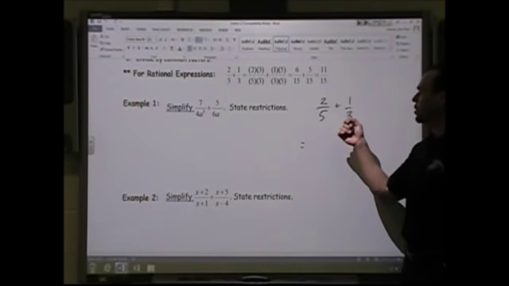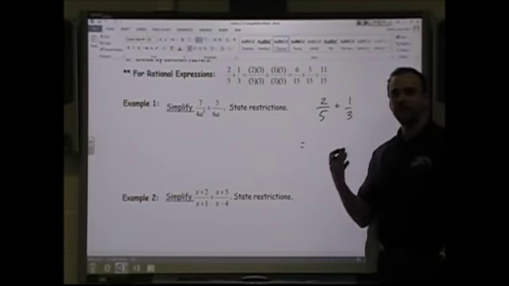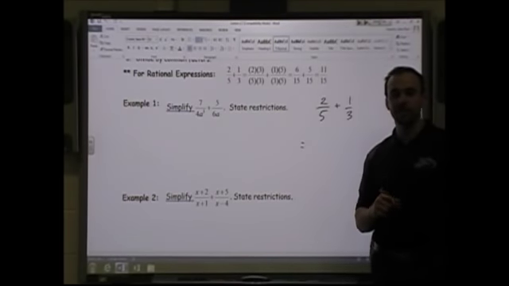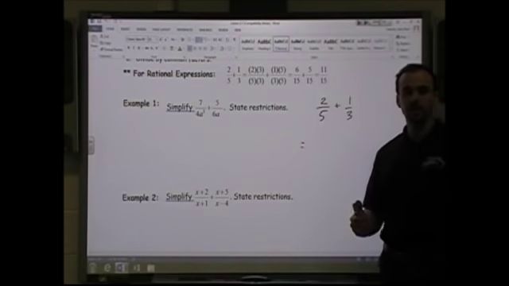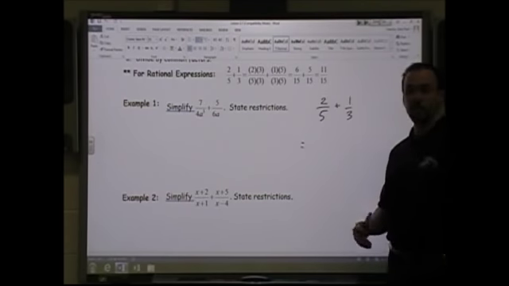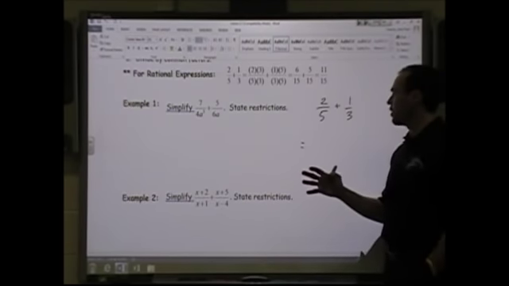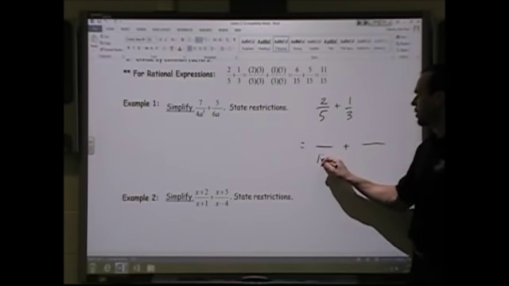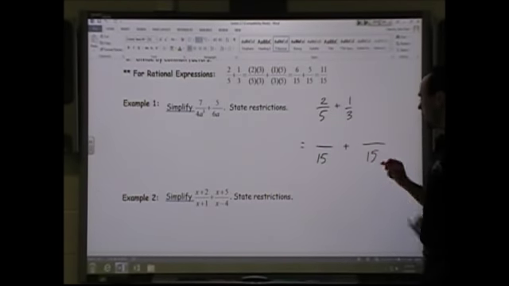The common denominator between a 5 and a 3, well, the easiest way to come up with a common denominator is just multiply the denominators together. That's not always the lowest common denominator, but it's definitely a common denominator. So you want to try to look for the lowest common denominator. Between a 5 and a 3, the common denominator is 15. So we can write both of these fractions as 15ths.